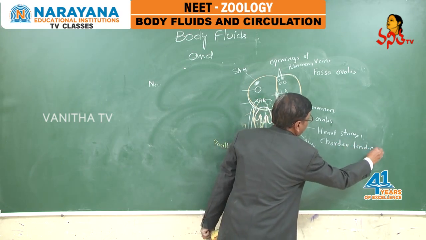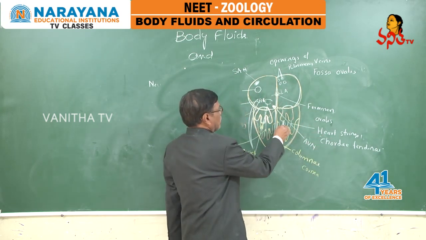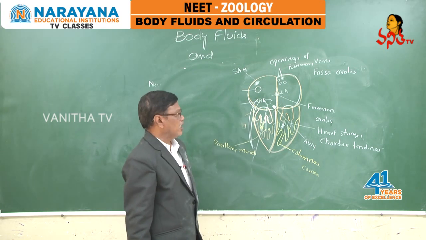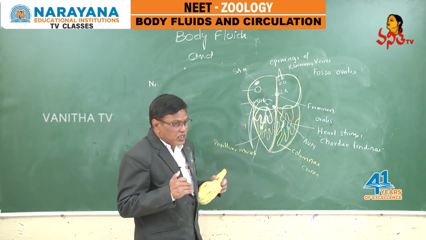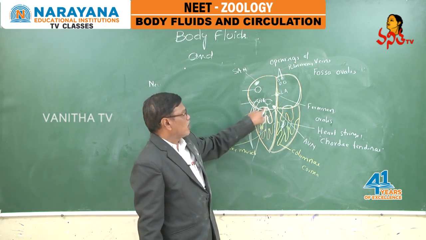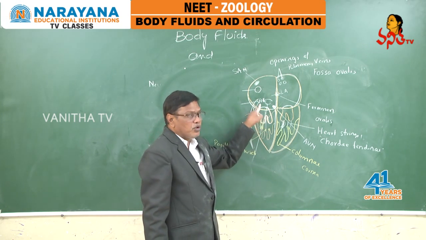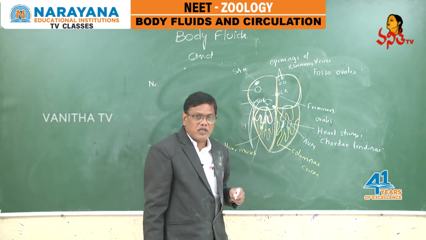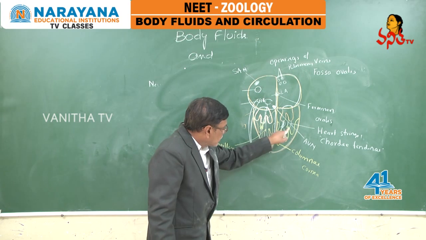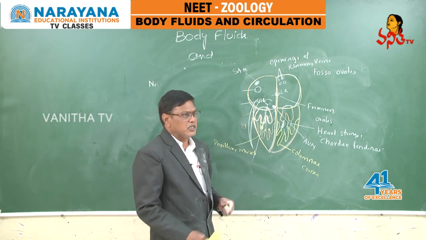Heartstrings are chordae tendineae. What is the function of these heartstrings? They prevent the too much bulging of these tricuspid and bicuspid valves into the auricles. They do not regulate the opening and closing of these valves. If these heartstrings become non-functional, what happens?